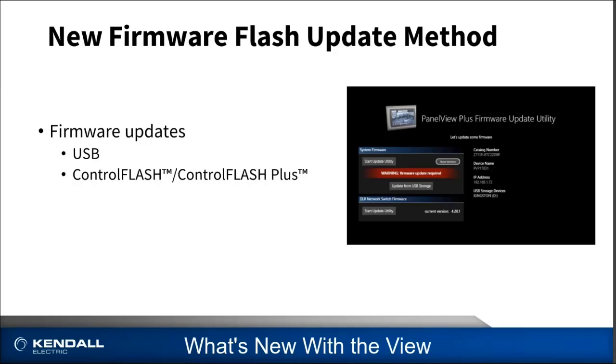Series B is going to start at version 12 firmware, but moving forward, you'll be able to install any version 12 or newer. On top of that, the firmware flashing just got a lot easier, because rather than using the traditional firmware upgrade wizard that we use with Series A units, now we can use Control Flash or Control Flash Plus that you're familiar with. It's the same tool you use to flash the PLCs. In addition to that, you'll be able to take the firmware and put it on a USB drive and then flash it with a built-in utility that's pre-installed on the panel view.